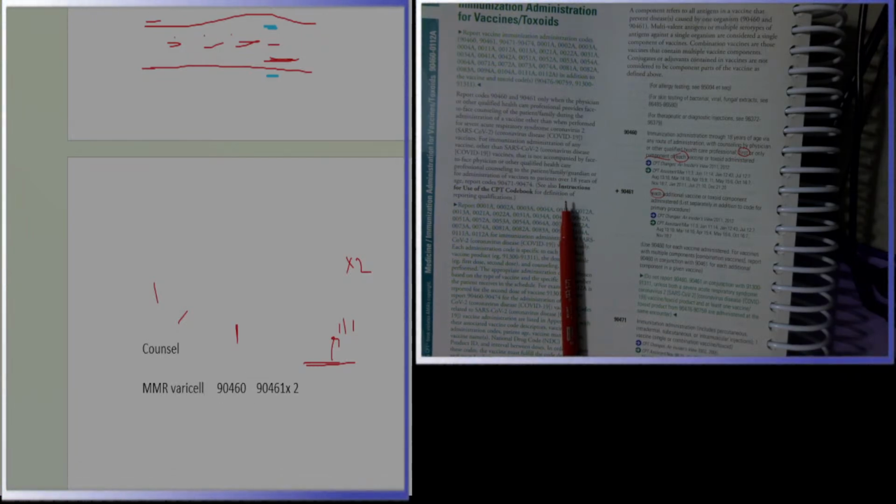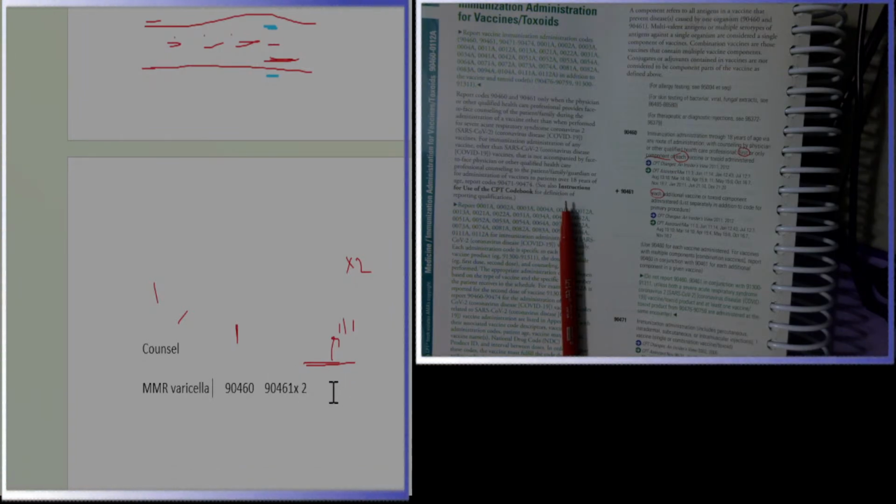Yep. We're going to do that, right? What if I had MMR and varicella, which is the chickenpox vaccine? What would be our answer?